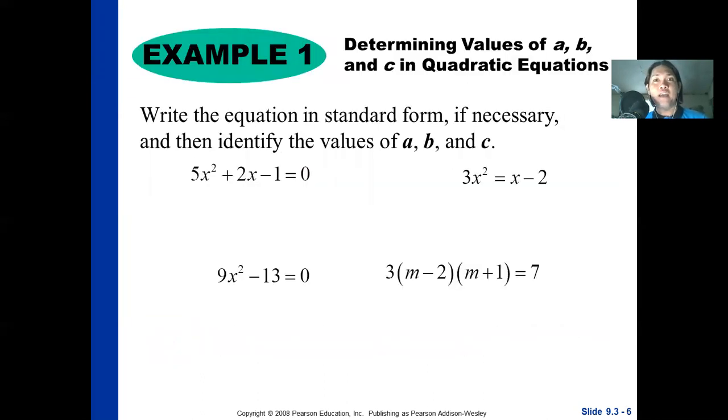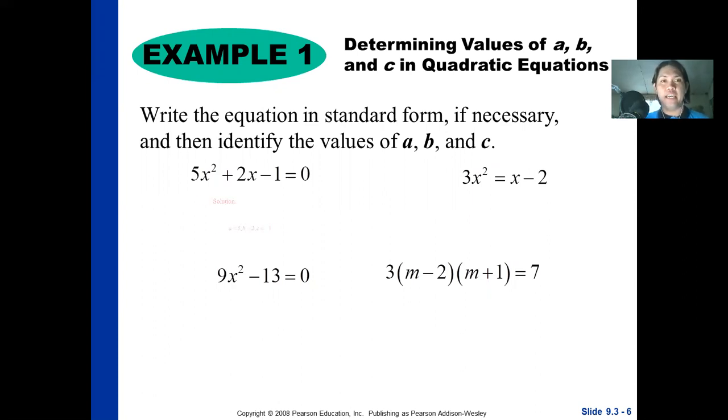Now, let's have an example, determining the values of A, B, and C in quadratic equations. First, our instruction here is to write the equation in standard form first, if necessary, before we identify the values of A, B, and C.